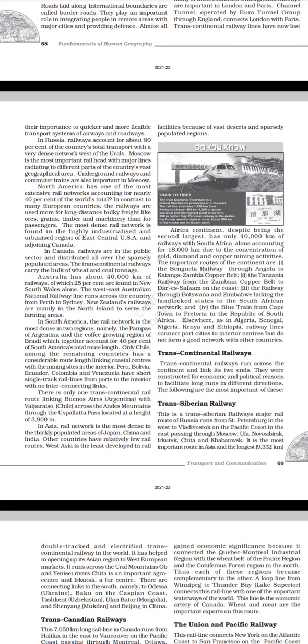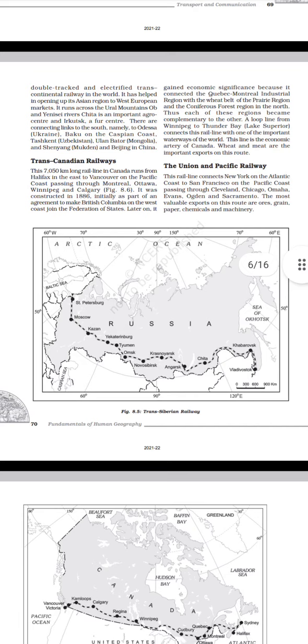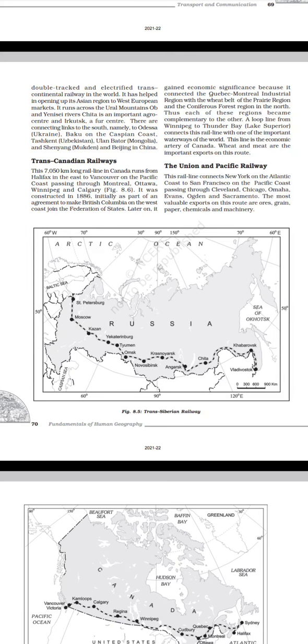Trans-Siberian Railway. This major rail route of Russia runs from St. Petersburg in the west to Vladivostok on the Pacific coast in the east, passing through Moscow, Ufa, Novosibirsk, Irkutsk, Chita, and Khabarovsk. It is the most important route in Asia and the longest, 9,332 kilometers, double-tracked and electrified transcontinental railway in the world. It has helped in opening up its Asian region to West European markets.